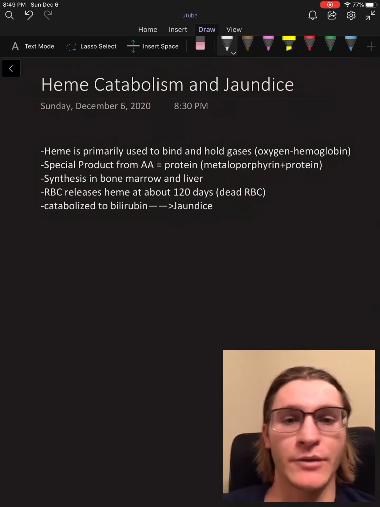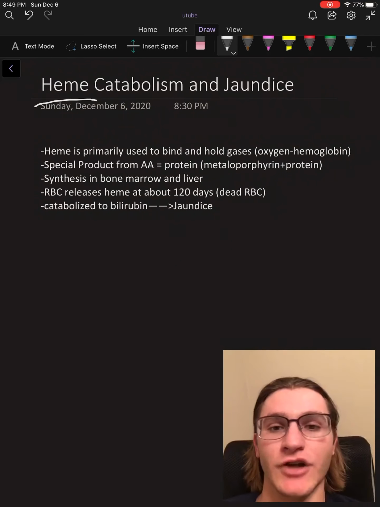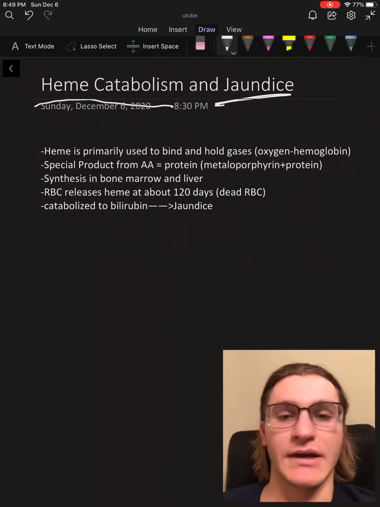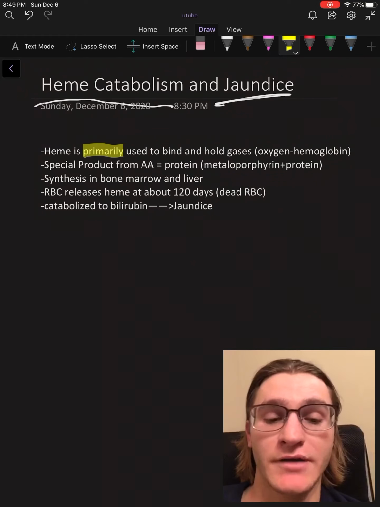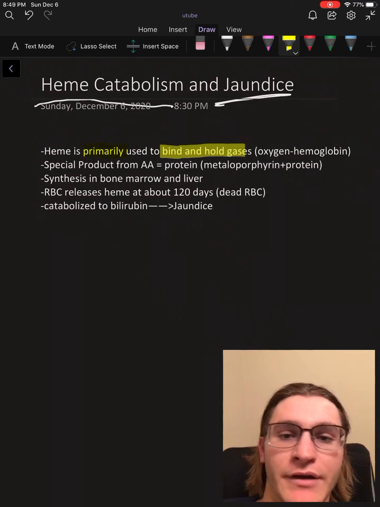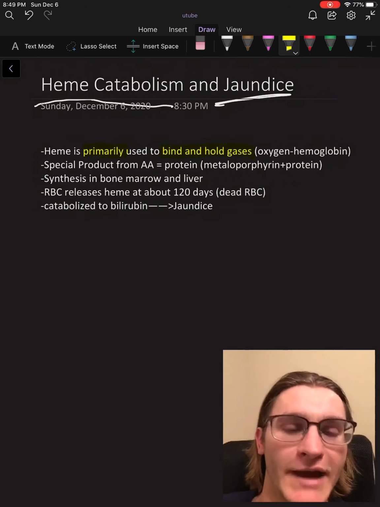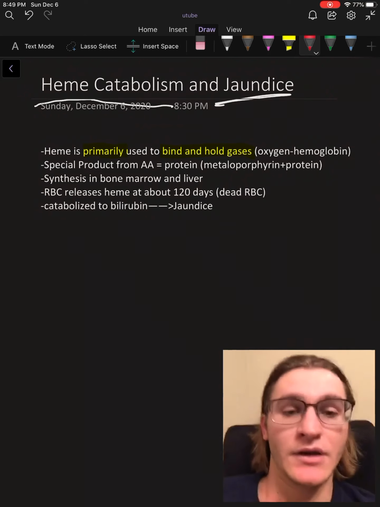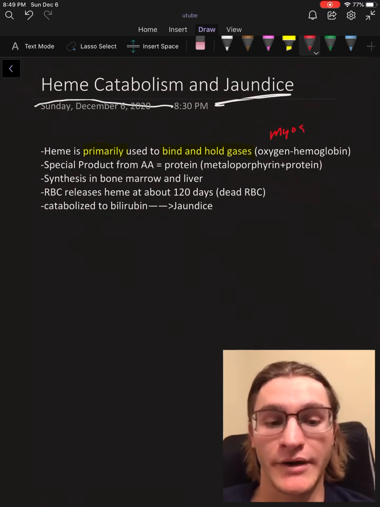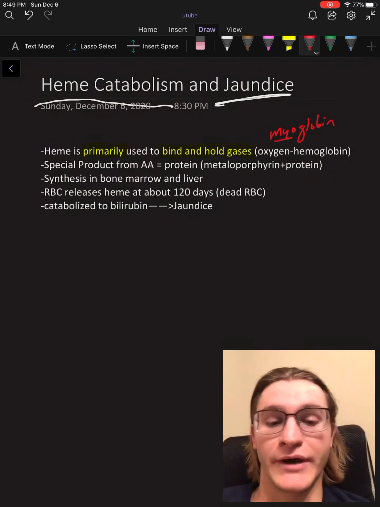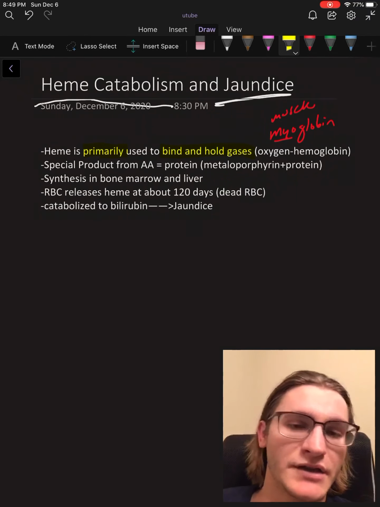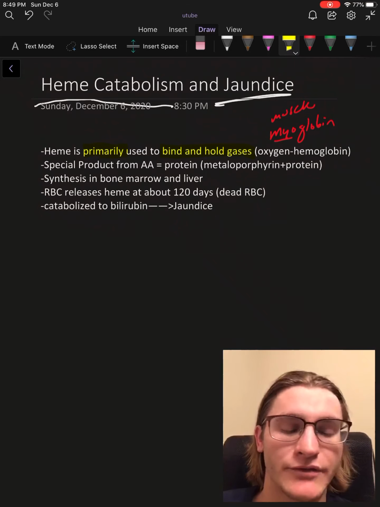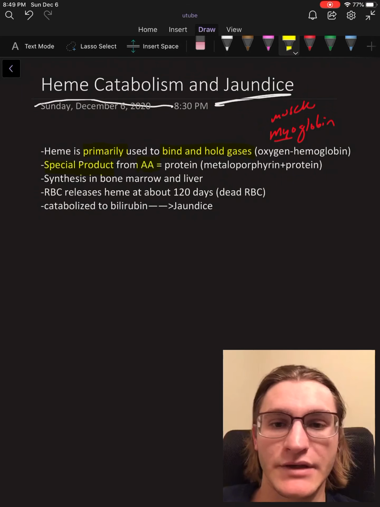Hey guys, so today we're going to be talking about heme catabolism and jaundice. So heme is going to be coming from proteins, and we're just going to be talking about the catabolism and jaundice and bilirubin. So heme is primarily used to bind and hold gases. We think about this with the lungs and the way our body uses heme to bring oxygen to our cells. And there's different types of heme, like myoglobin is for the muscle, but that was just an example.